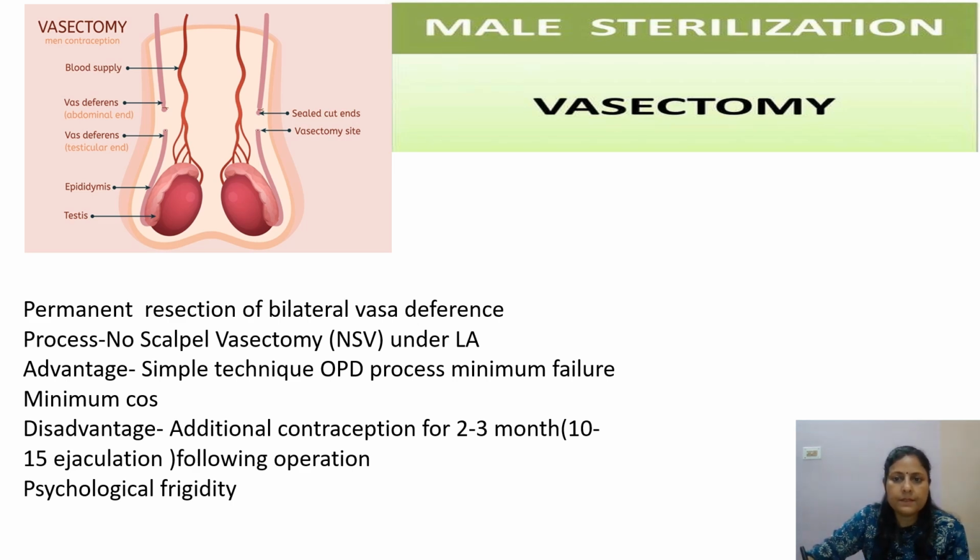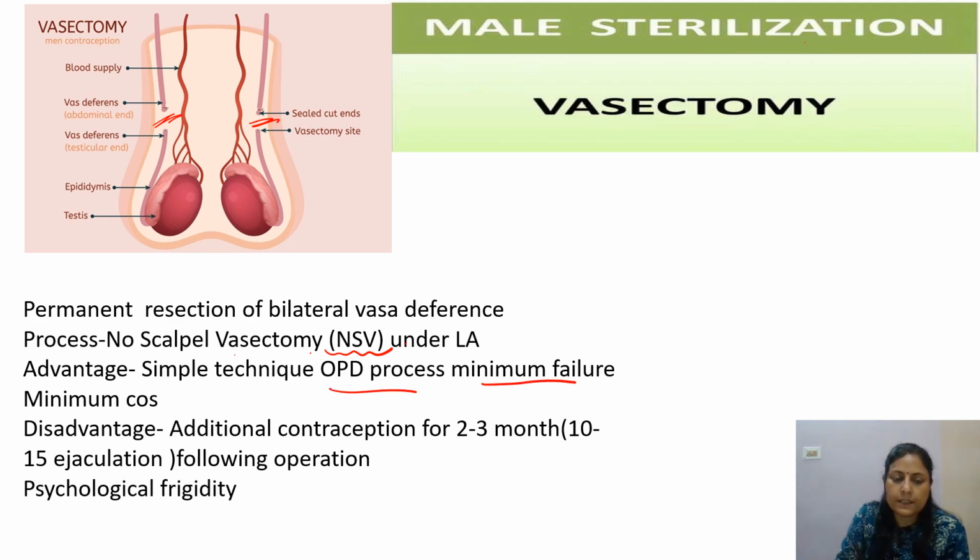Next is male sterilization, the vasectomy. What is vasectomy? It is a permanent resection of vasa deferens bilaterally, and it is a no scalpel vasectomy which can be done under anesthesia, NSV. NSV is a no scalpel vasectomy. It is a simple technique and it is an OPD process, and it has minimum failure rate.